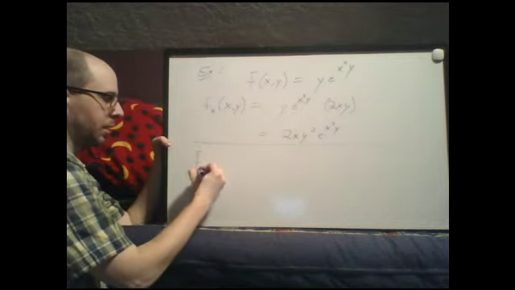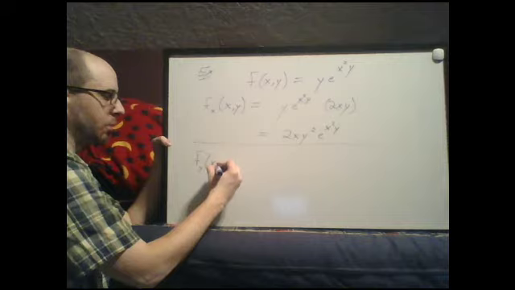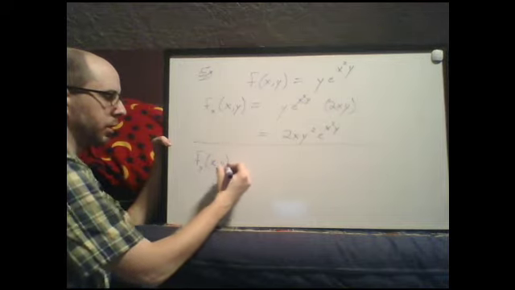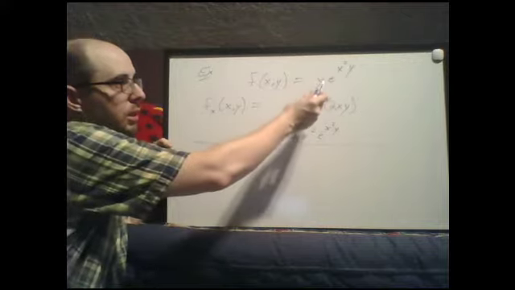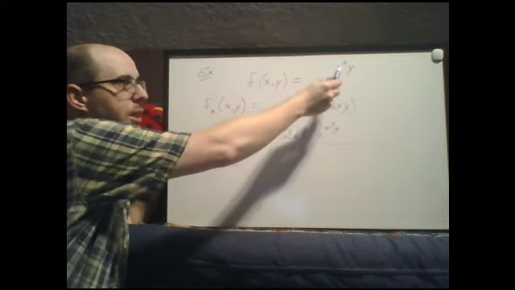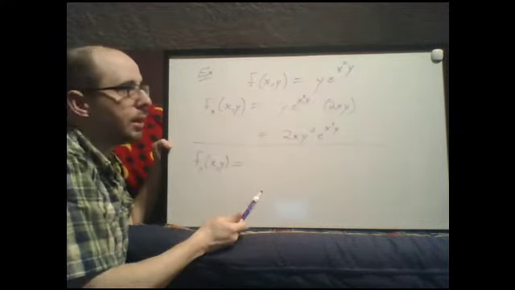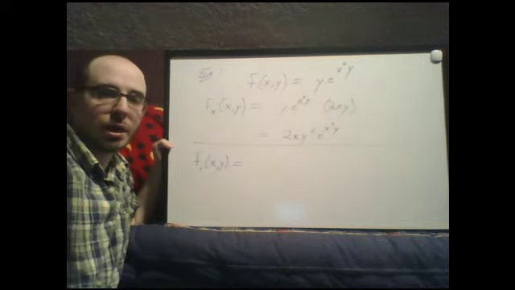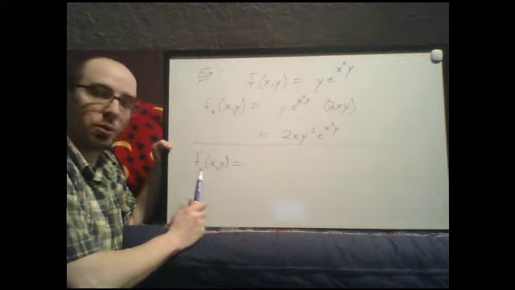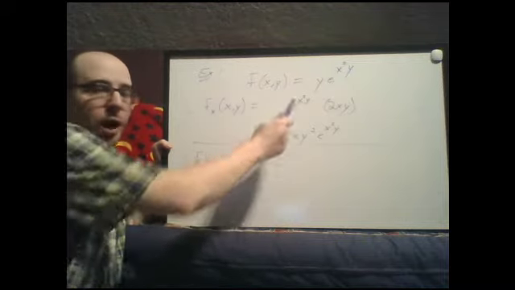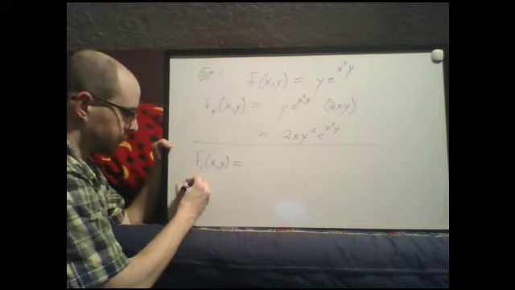Compare that to f sub y for this function. Now you look at this function, y times e to a power involving y. That's now a product of two things that both involve y. So for the y derivative, I have to use the product rule here. Make a note of that.